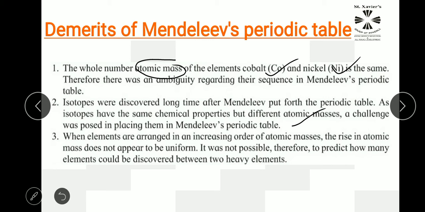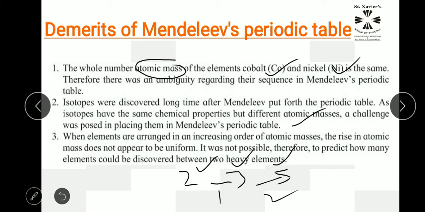When elements are arranged in increasing order of atomic masses, the rise in atomic mass does not appear to be uniform. Students, suppose one element has an atomic mass of 2 atomic mass units, the next one has 3, and the next one has 5. So after 2 comes 3, with a difference of 1, and after 3 comes 5, with a difference of 2. So the difference was not regular, students. So when he arranged the elements in increasing order of atomic mass, the rise in atomic mass did not appear to be uniform.